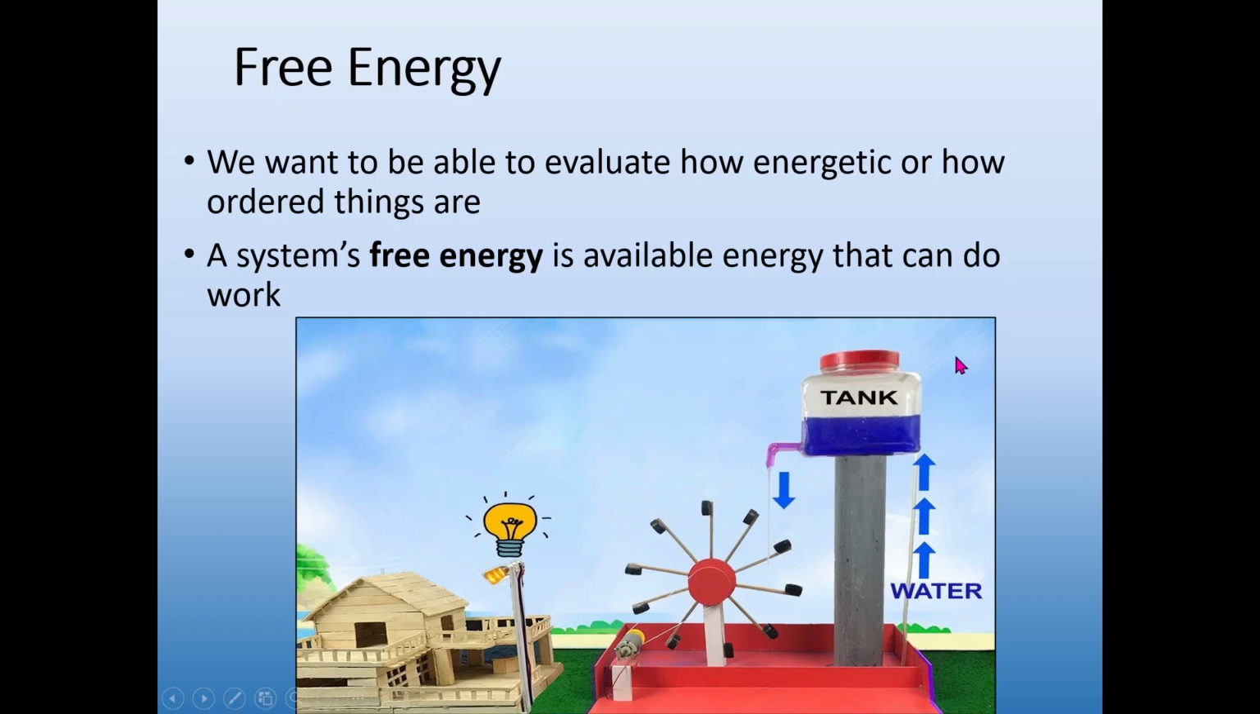This example is a water wheel. We have a tank up here. It's very high in altitude, meaning it's very high in energy. That water can pour out of the high energy space. It can spin this wheel to do work, which will then power this little light bulb over here. But it only works because we had a lot of energy to start with.